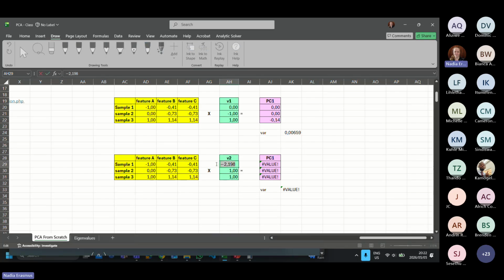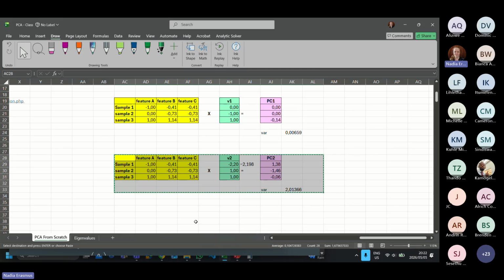Why does this one not want to be? Just doesn't want to be, does it? Minus 2198. There we go. 2, comma. There we go. Okay. That one just doesn't want to completely change. Okay. So then you have your principal component for number 2.